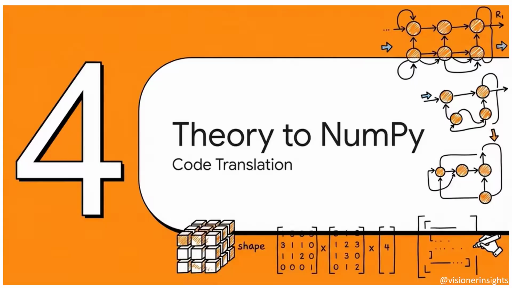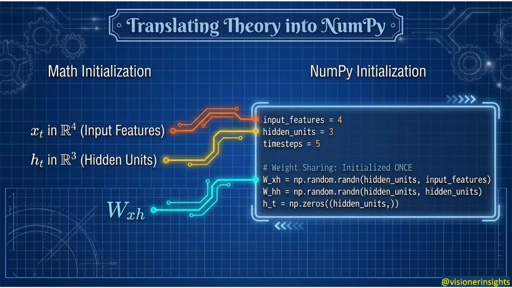Section 4. Translating Theory to NumPy. Let's write some code. All right, developers, we've seen the visual theory, we've looked at the math equations. Now it is time to roll up our sleeves and translate this directly into Python. First, we set up our parameters. And the beautiful thing is, our theoretical variables map perfectly to NumPy. Input features map to input_features, hidden units to hidden_units.